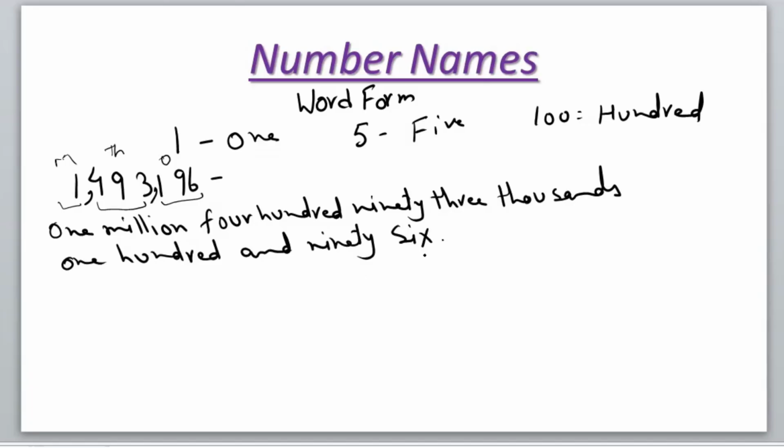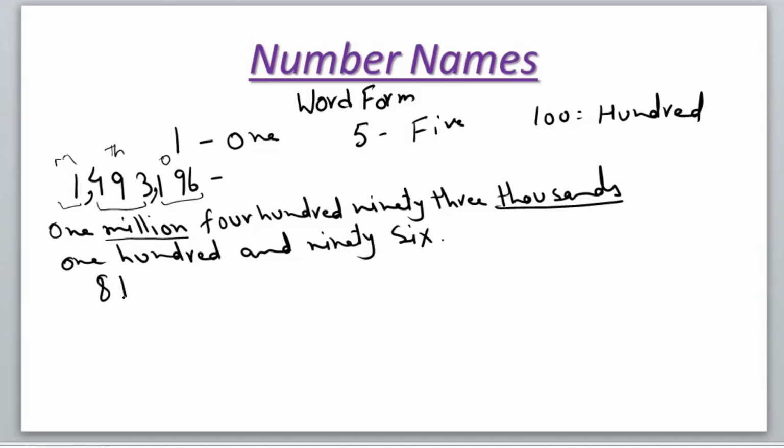Okay, see how easily we write the bigger number into the word form. Always remember to mention the period also. If you will not mention the period, then your answer will be wrong. Okay, and why is it 400 here? Because 4 is in the hundreds place of the thousands period. That's why it is 1,493,196.